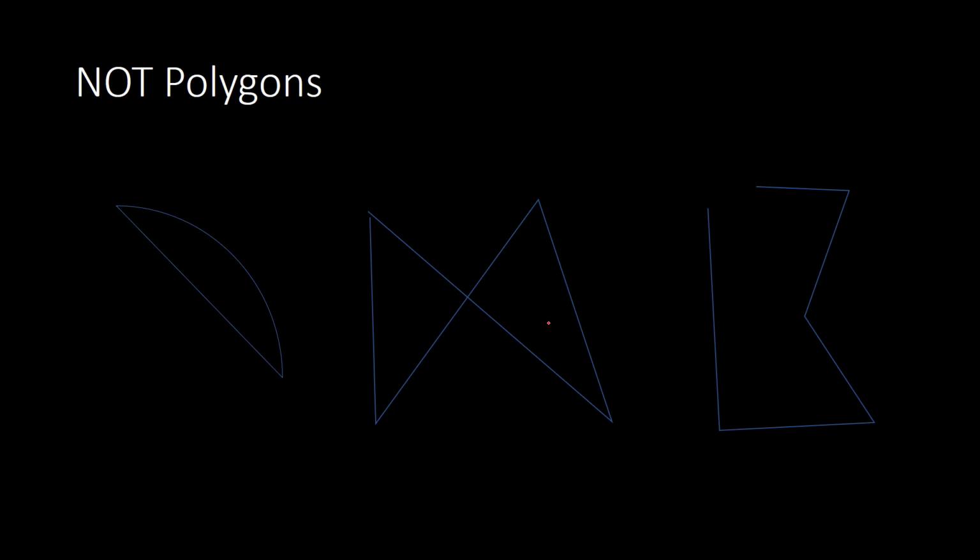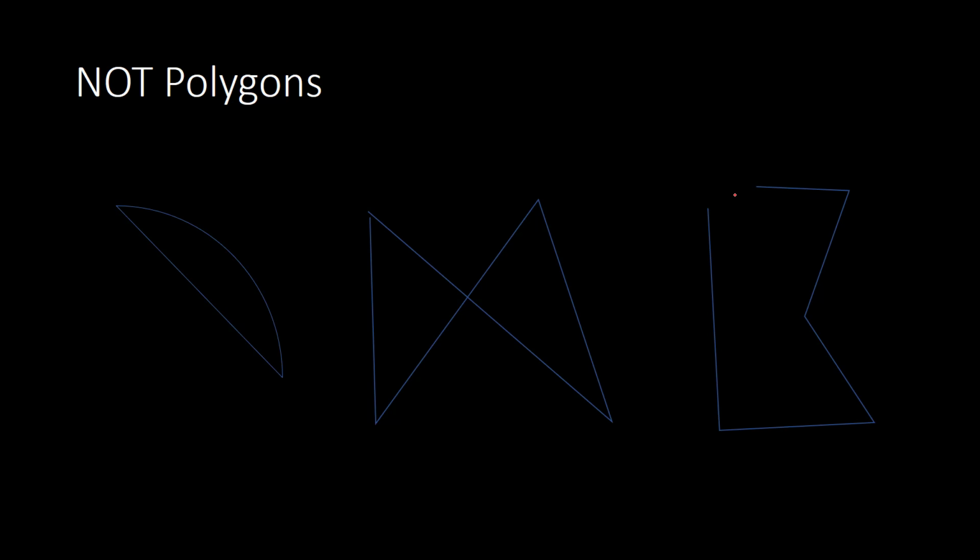Whereas here, these would not be polygons. The first one is not a polygon because it has this curve around the side. Second one is not a polygon because it crosses over itself. And the third one is not a polygon because it is not closed. There's a gap right here.